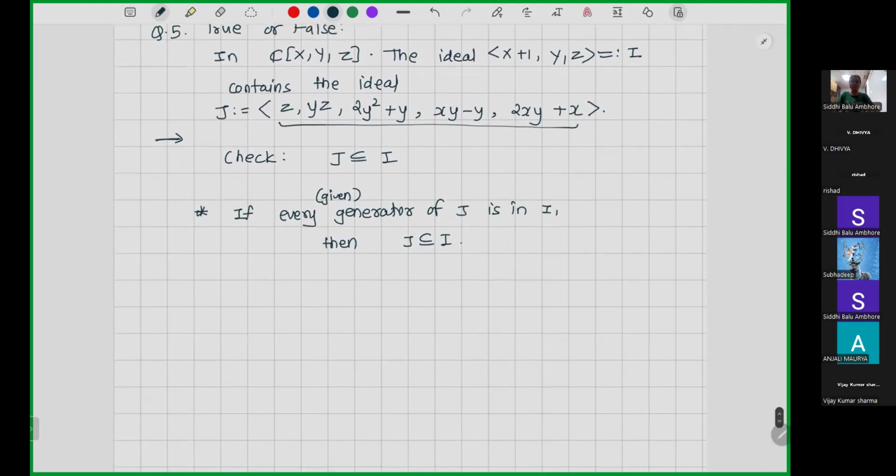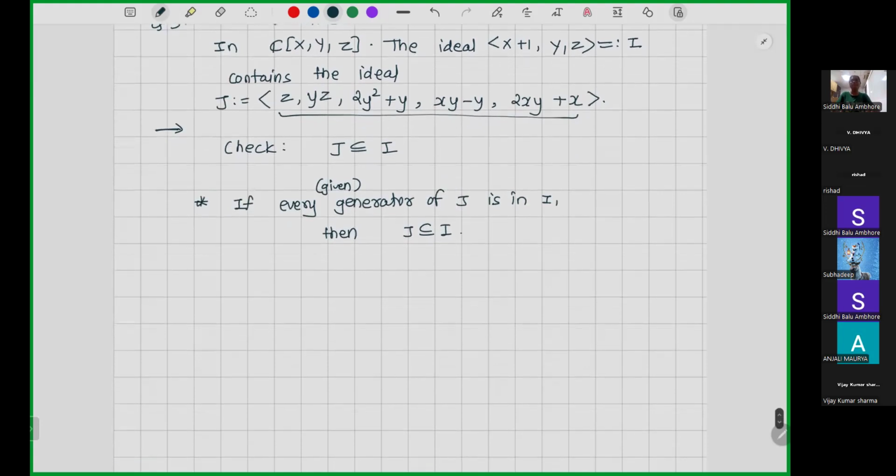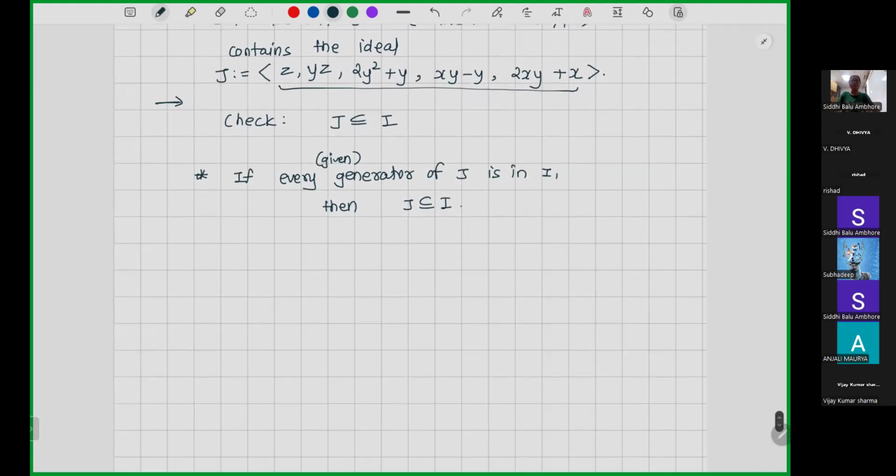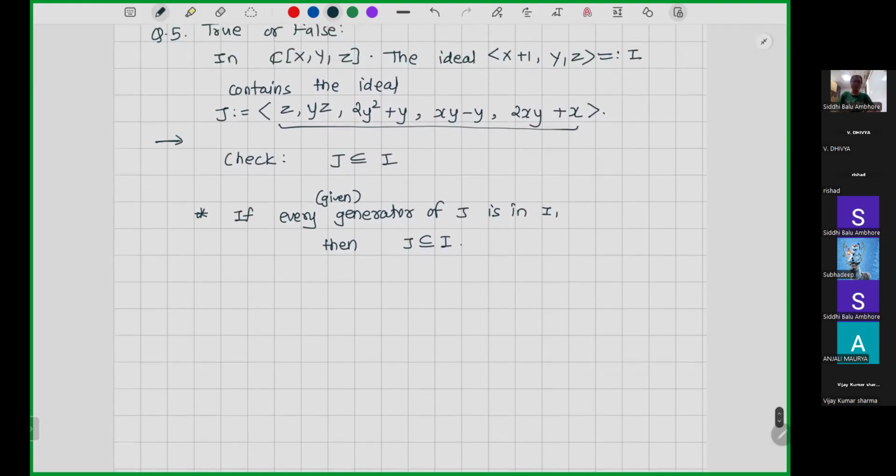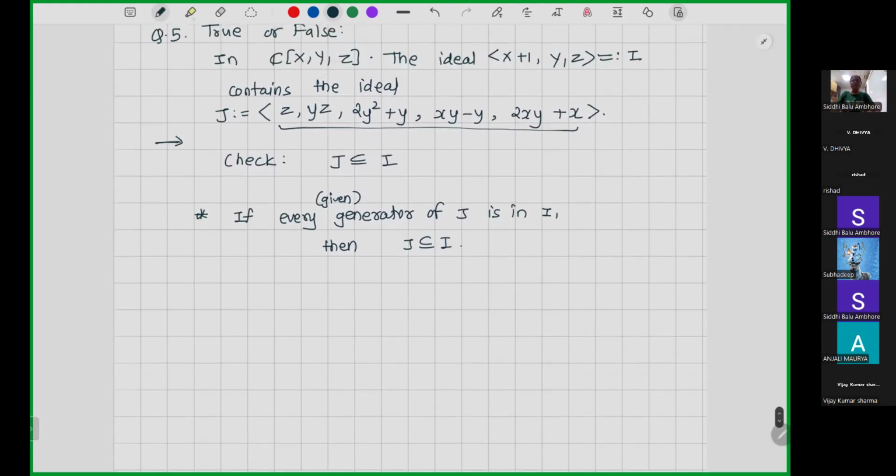I think it's false because like 2xy plus x, I don't think that can be generated. So his guess is that this element does not belong to I. Okay, so clearly this z is in I, y z, a multiple of z, is in I. This is just something generated by y, that's why it's there.